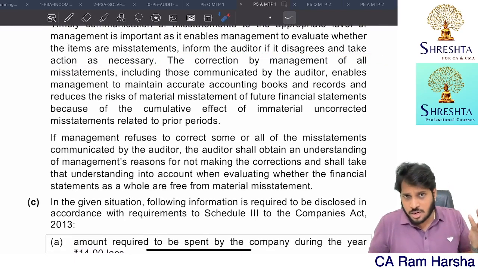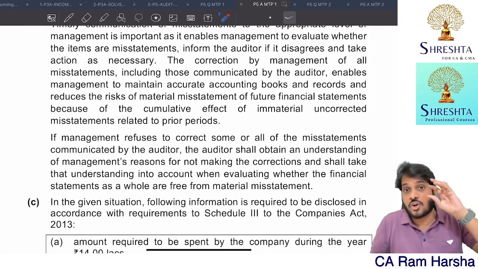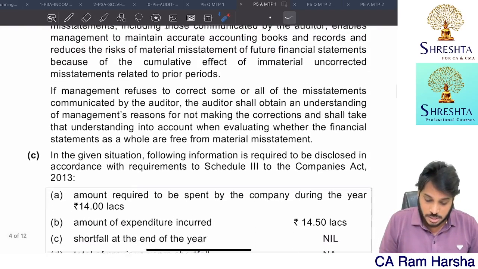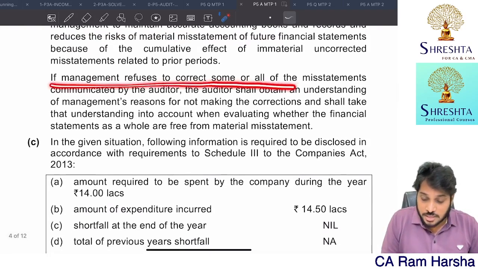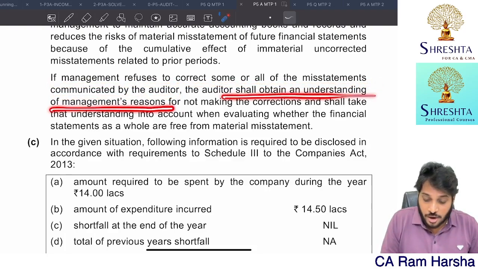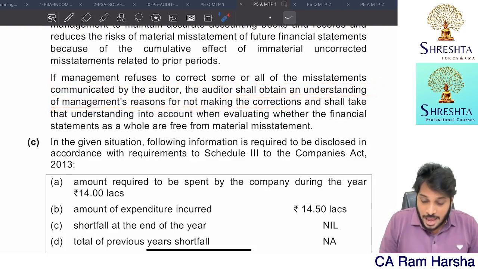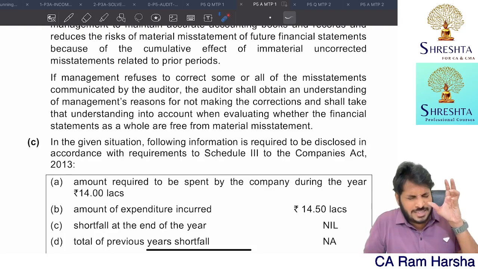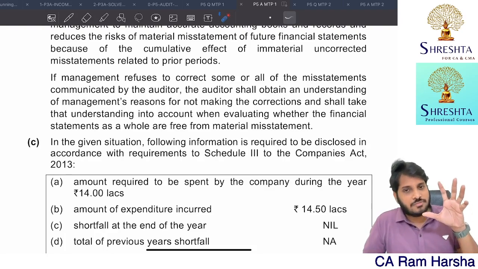Sometimes the management may not agree that it is misstated. From the management's point of view, it might be correct, while you felt, based on your assumptions, that it is misstated. The correction by management, including those communicated by the auditor, enables management to maintain accurate accounting books. If management refuses to correct some or all of the misstatements communicated by the auditor, the auditor shall obtain an understanding of why management is not making the correction, and evaluate whether the financial statements as a whole are still free from material misstatement. That is, evaluate the impact of uncorrected misstatements on the financial statements.